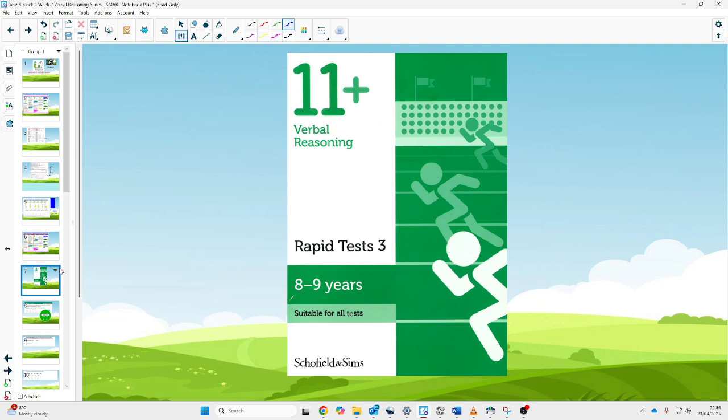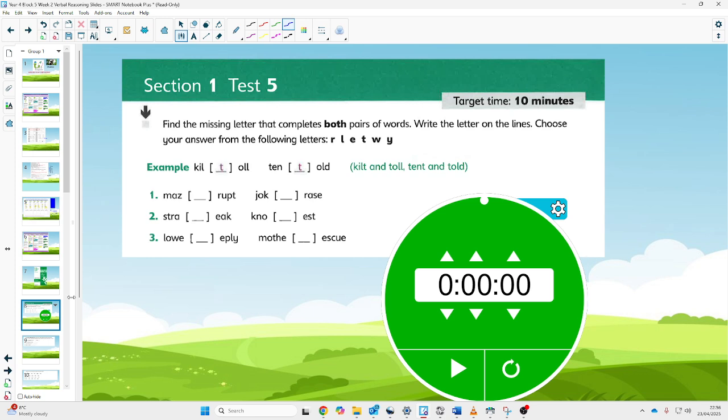And this book here, and this is the one that you need to go and grab, is perfect for covering different question types. It's obviously described as rapid tests, so there is an element of timing, and we can explore that as we go along as well. So first test we'd like you to go to is section 1, test 5. Now during the lesson we did actually time it, so we would certainly suggest you do the same.